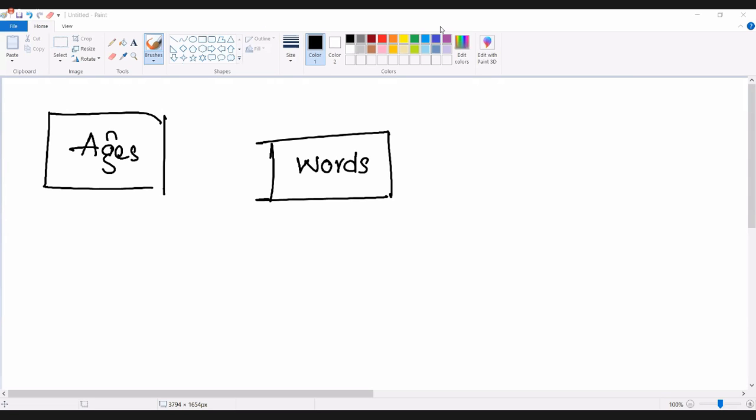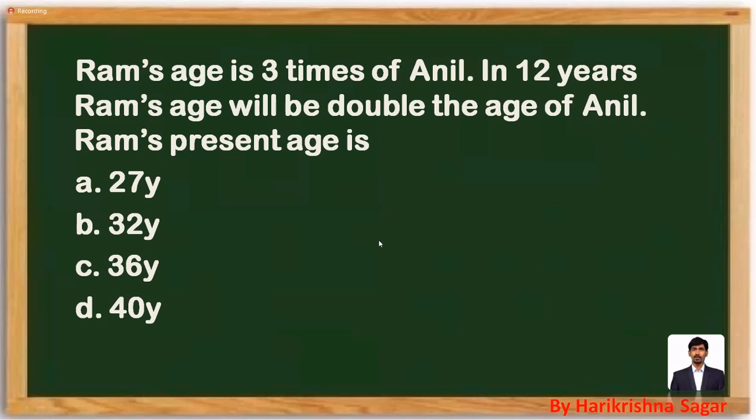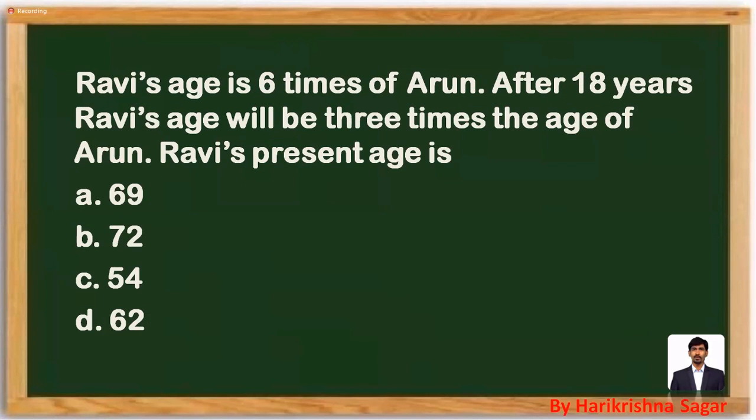If you observe problems related to ages, you can observe the question where you will see more statements. Ram's age is 3 times of Anil's. In 12 years Ram's age is double the age of Anil. What is Ram's present age? Or Ravi's age is 6 times of Arun's.